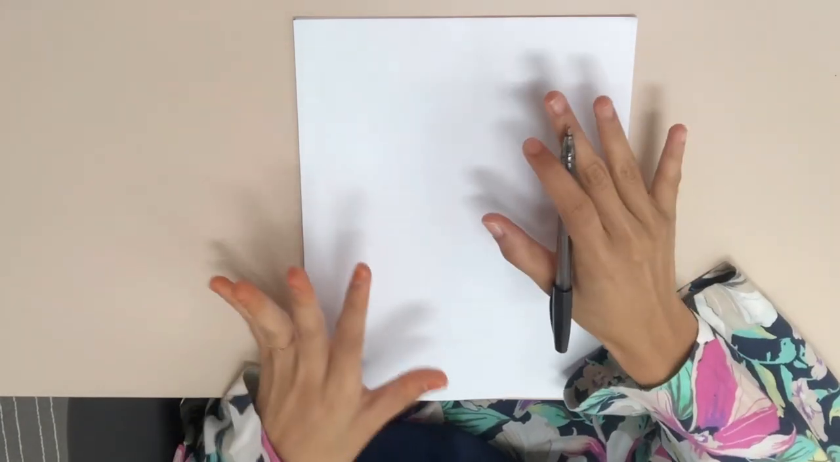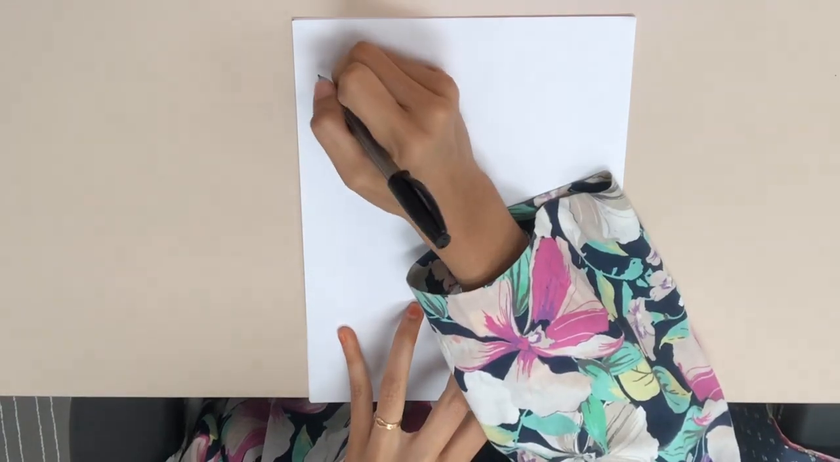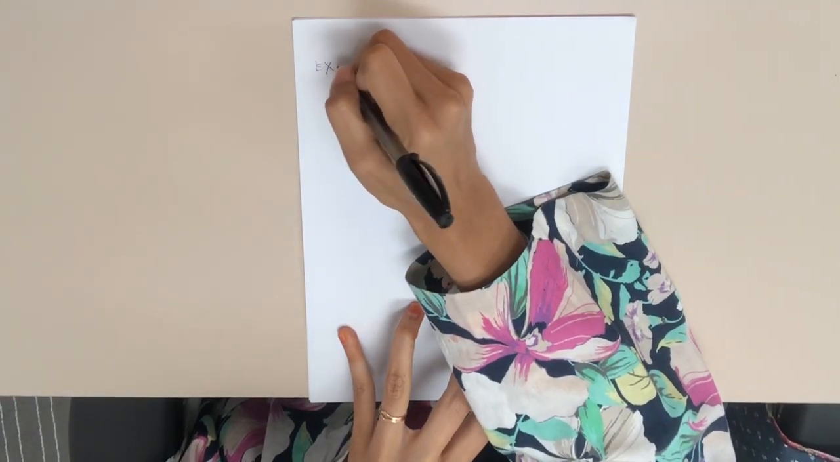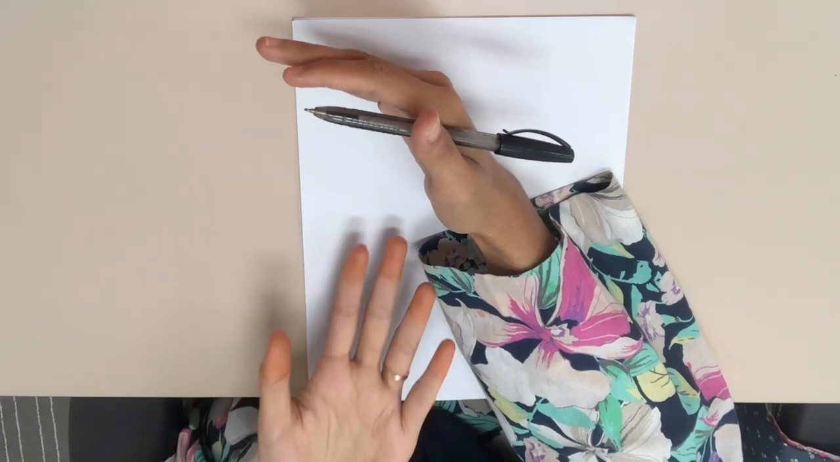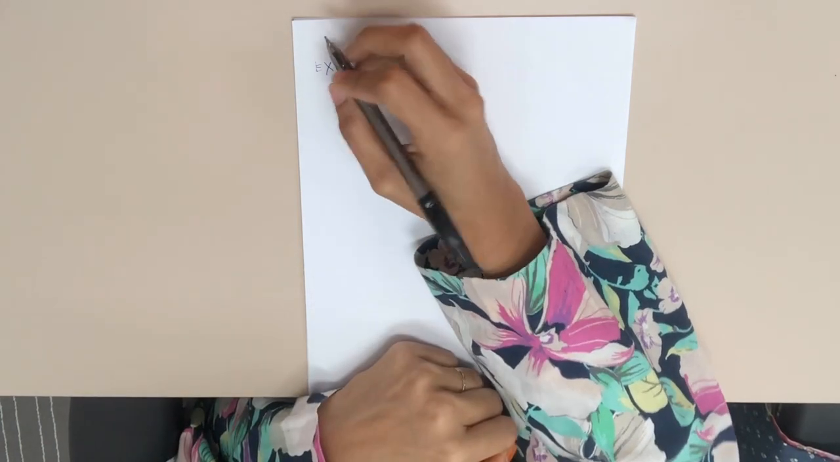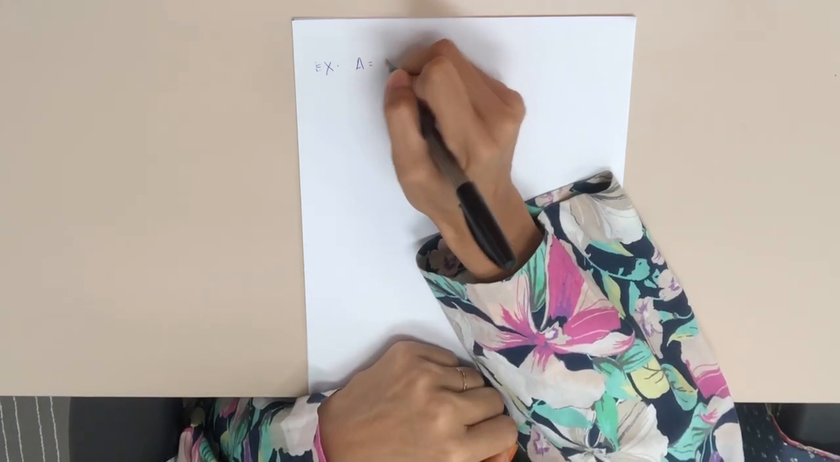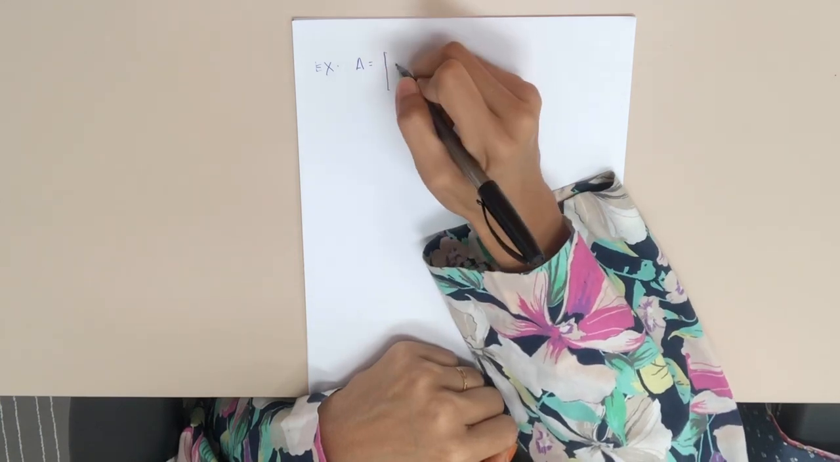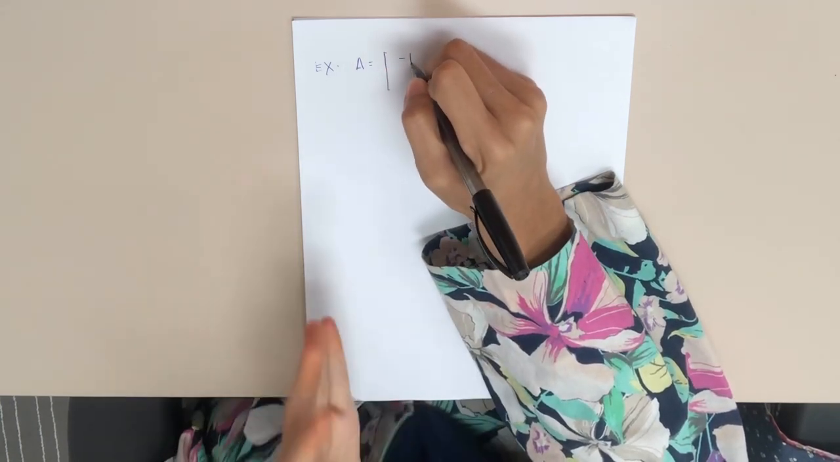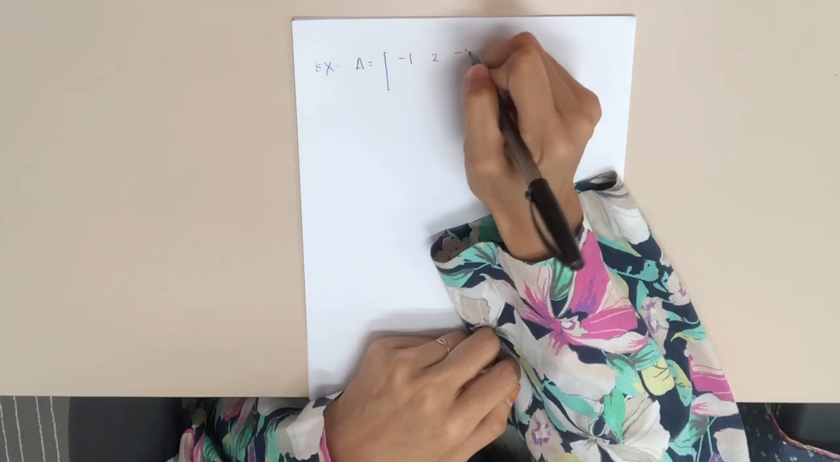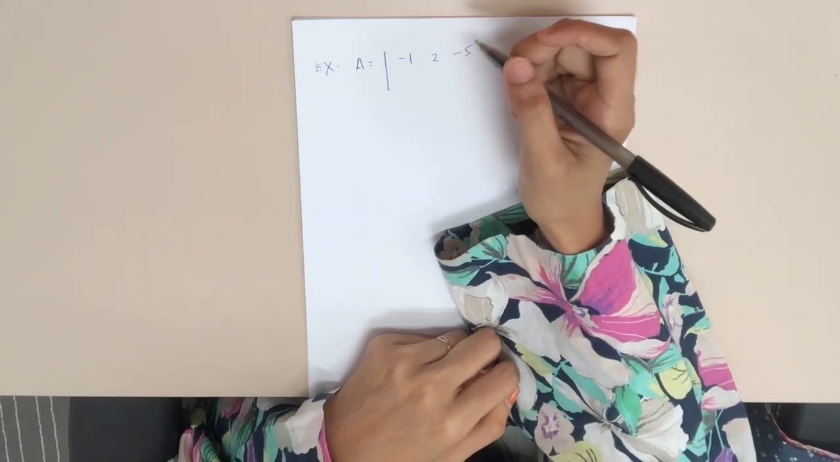So in this video I will show you how to solve the steps for the ERO, elementary row operation. This example I just take from the slide, so you can refer to your slide. In the example, given the matrix A, the question asks you to reduce this matrix into row echelon form.